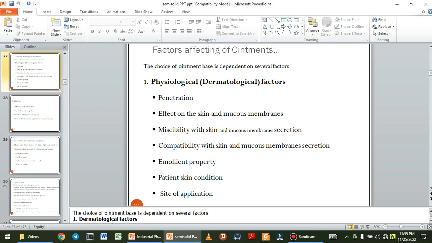Another is miscibility with the skin: whether it is miscible with the skin character or not, that is compatibility. Another is emollient action, whether it is an emollient with the skin, like for our skin.